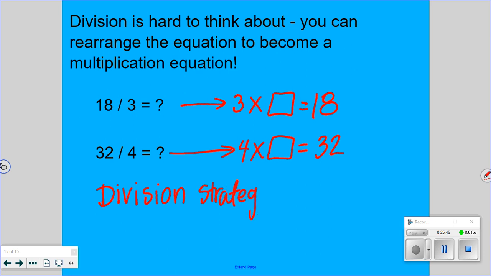I'm writing, that means you are writing. Division strategy: use multiplication. That's the strategy we just talked about. If you don't want to deal out, if you don't want to repeatedly subtract, flip it around and try to use some multiplication strategies. That will work.